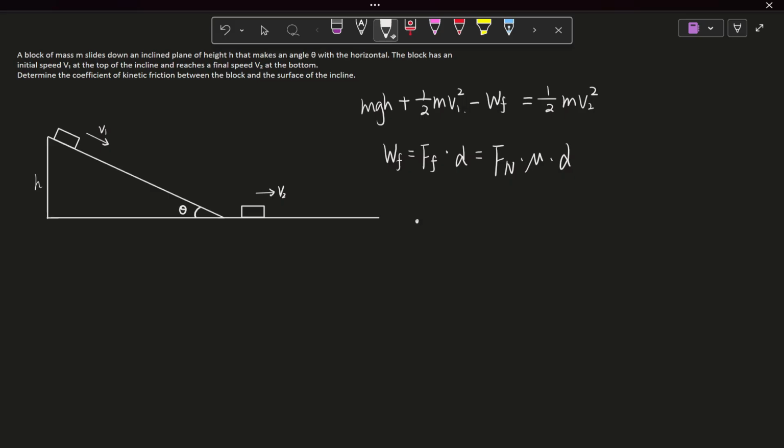Let's just draw a free body diagram. This is Fn, this is Fg, and this is Ff.